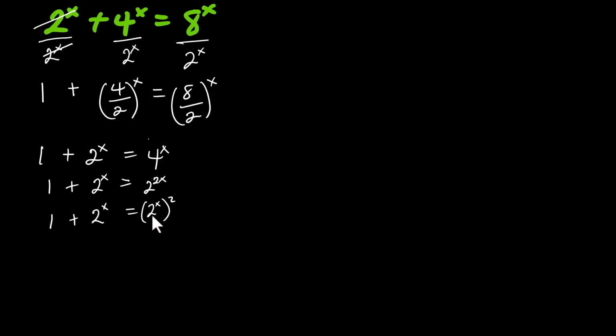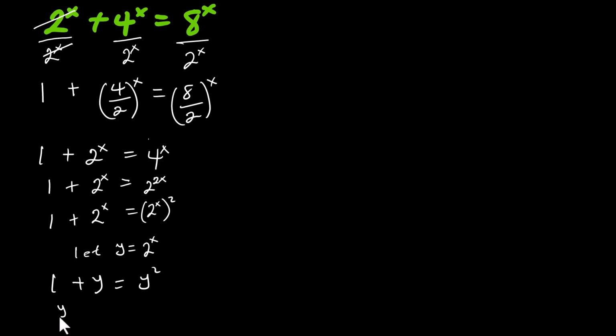Look at this: we have 2 raised to x here, and 2 raised to x there. It will be complicated to have 2 raised to x in the question, so let's take it out by representing it with a variable. Let y be 2 raised to x. So I have 1 plus y equals y squared.